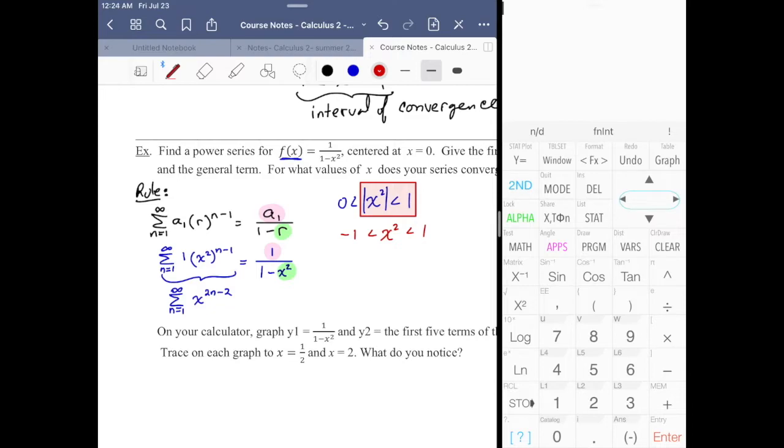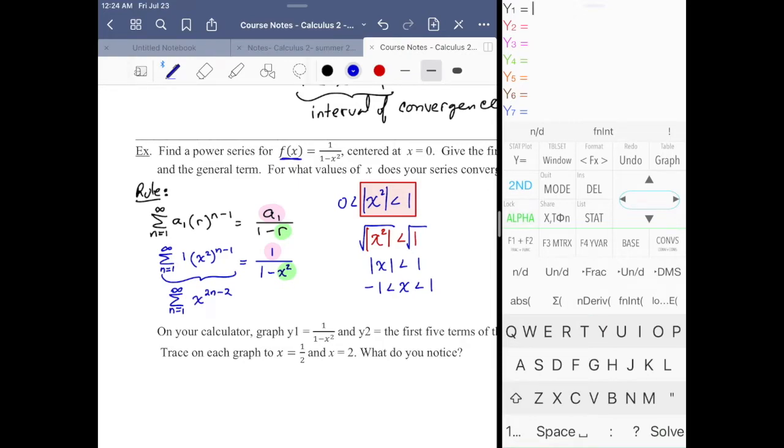All right. So you run into a little bit of a problem there. So maybe instead of that, you would say, let's keep it as x squared as an absolute value is less than 1. And we can take the square root of both sides. And we have the absolute value of x is less than 1, which puts x between negative 1 and 1.